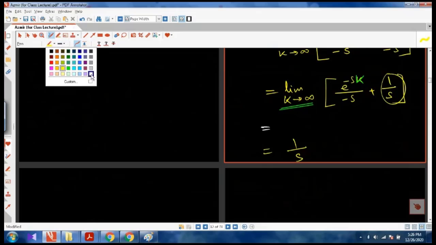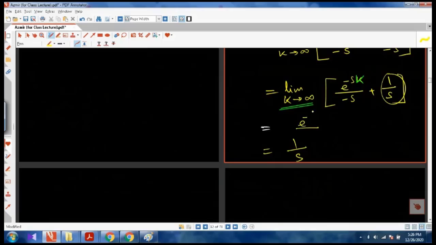We are going to plug infinity here where we have k. That means e to the power minus s times infinity. That means e to the power minus infinity by minus s, plus we have also 1 by s. So try to get the result here.